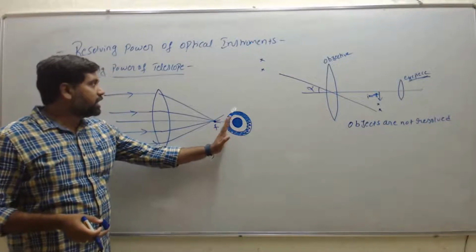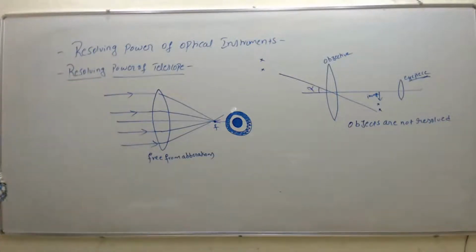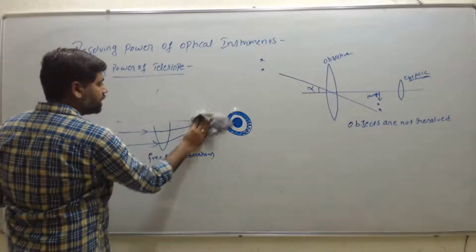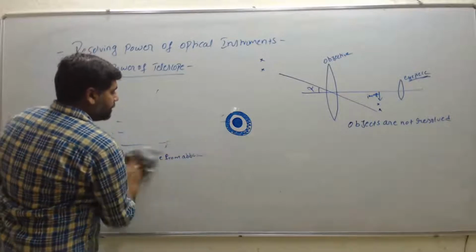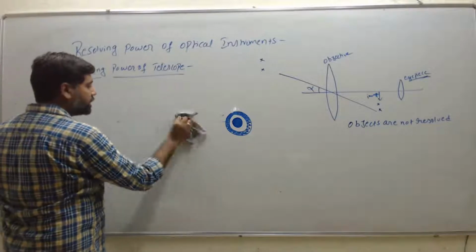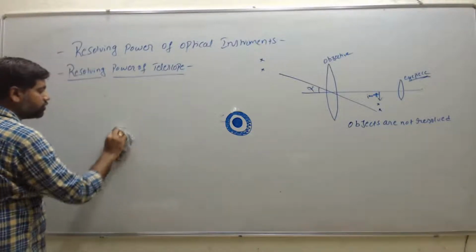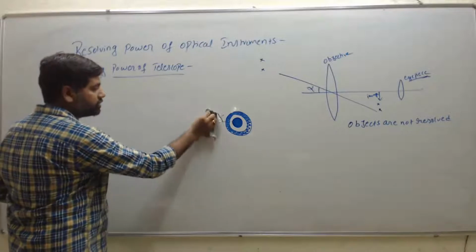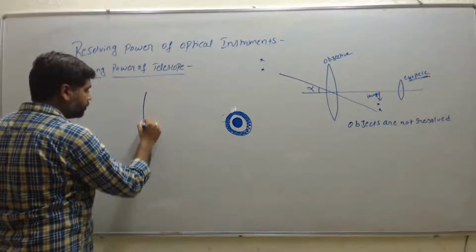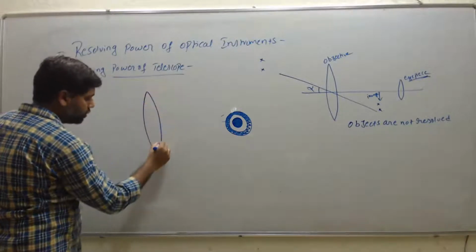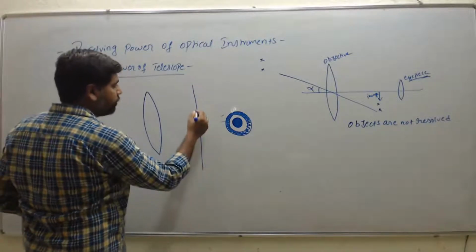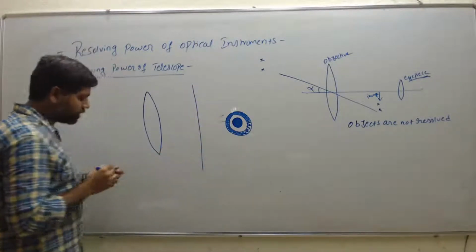Hence if we study the resolving power here, we consider a lens which is free from aberrations, that is, free from chromatic and spherical aberrations. So this one is the lens, right? And this one is the screen where we are getting the interference pattern.